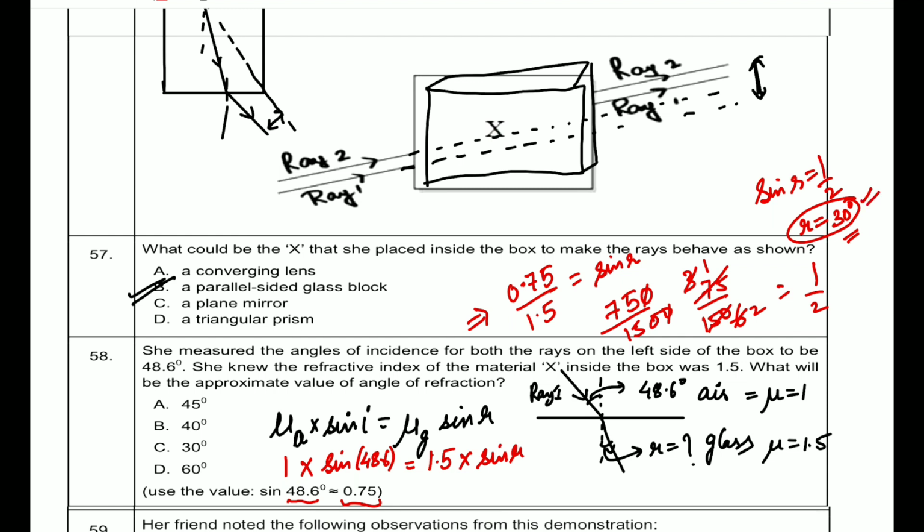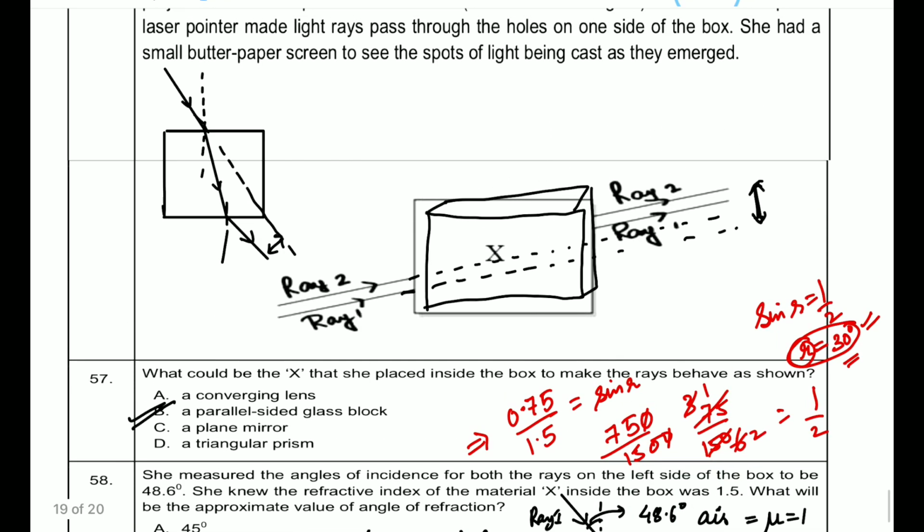Now I hope this is something which all of you know, right? So the angle should be 30 degrees because sine 30 is half. So the answer is 30 degrees. I hope that is understandable.